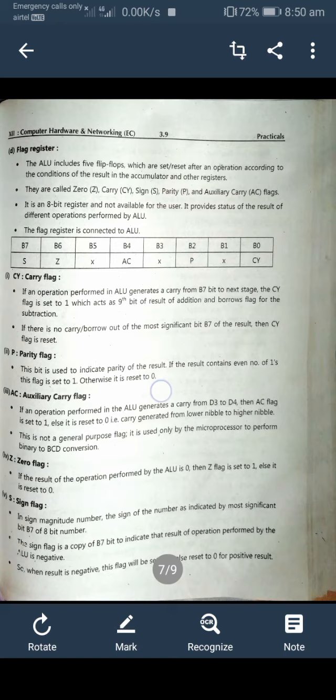Z zero flag. If the result of the operation performed by the ALU is 0, then the Z flag is set to 1, else it is reset to 0. S sign flag. In a sign magnitude number, the sign of the number is indicated by the most significant bit B7 of the 8-bit number. The sign flag is a copy of the B7 bit to indicate that the result of the operation performed by the ALU is negative. When the result is negative, this flag will be set to 1, else reset to 0 for a positive result.